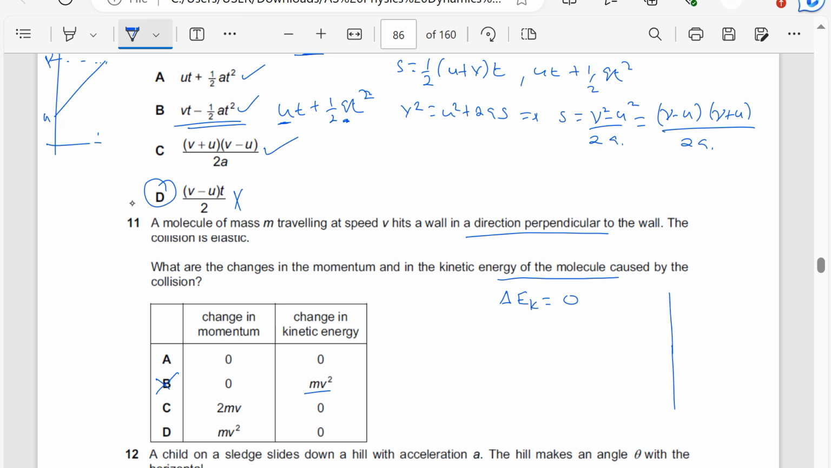If the molecule collides with the wall with the initial momentum mv, then when it rebounds, its momentum will be mv in the opposite direction. The change in momentum for this molecule alone is mv minus negative mv, which is equal to twice mv. So our answer is going to be C. But if we consider the molecule and the wall, the total change in momentum would be 0. Considering the molecule alone, its change in momentum is twice mv.